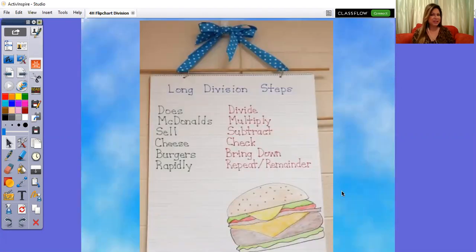As you have probably used in your classroom a mnemonic device, we sometimes have the division steps in order so that we can remember them. And this one here is telling us that we're going to divide first, multiply, subtract, check it out, bring it down, and then repeat, or if there's no more, you have a remainder. And we sometimes use the device of, does McDonald's sell cheeseburgers rapidly? And that's one way to help us remember what the steps are.